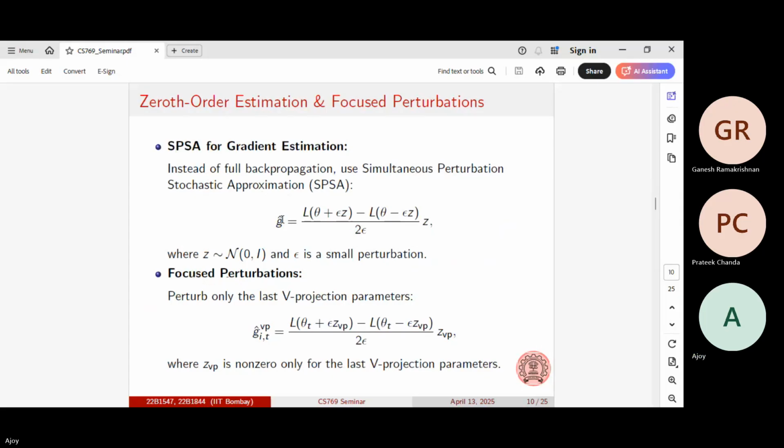SPSA, how is it? So it's basically, instead of backpropagation, you're just looking at differences. Okay, so that is an approximation to the partial derivative. Yes. And the perturbation is only for the last V projection parameter. There are multiple V projection matrices, and the last one is just before the final output which the model gives, and so it has a fewer number of dimensions. So that helps us in reducing that. Next.